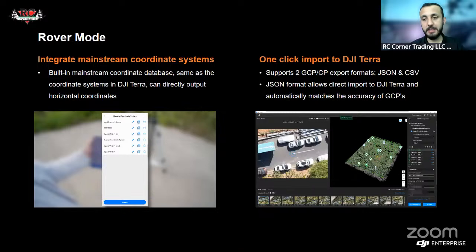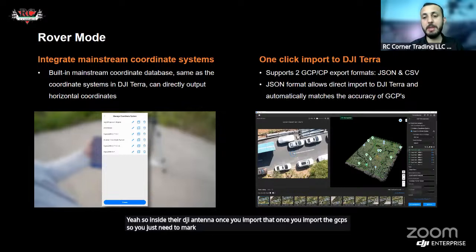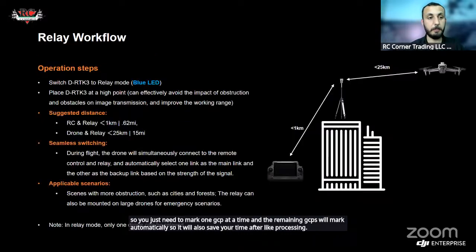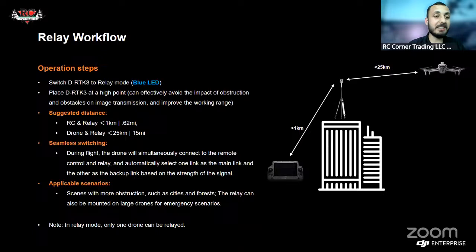Yeah, so inside DJI Terra, once you import the GCPs, you just need to mark one GCP at a time, and the remaining GCPs will be marked automatically. So it will also save your time after processing. And also you can set the drone out as a relay mode.